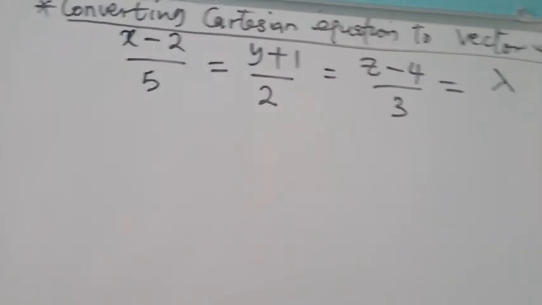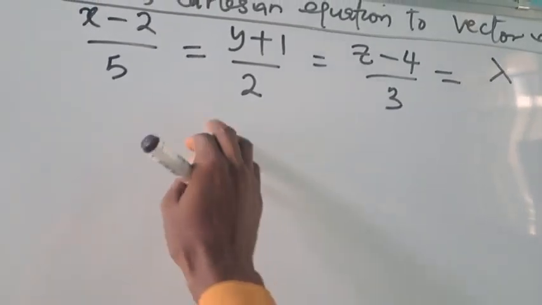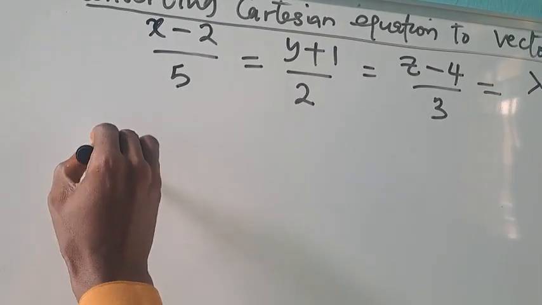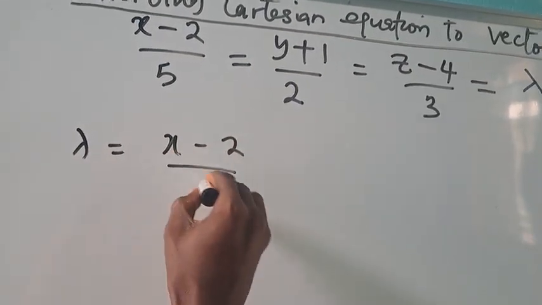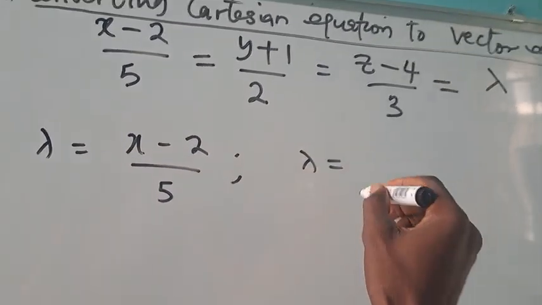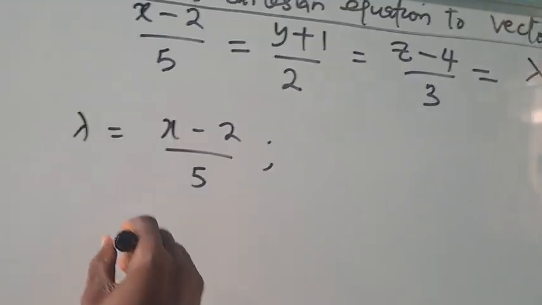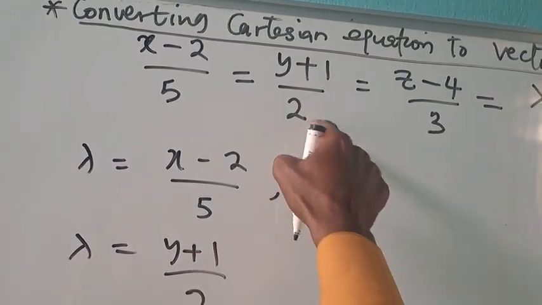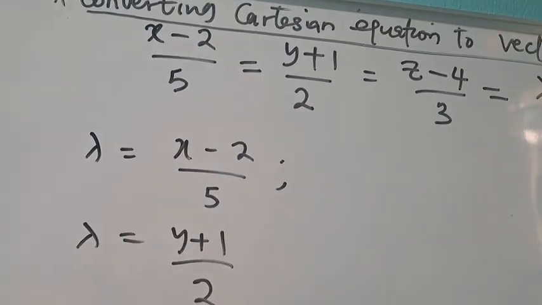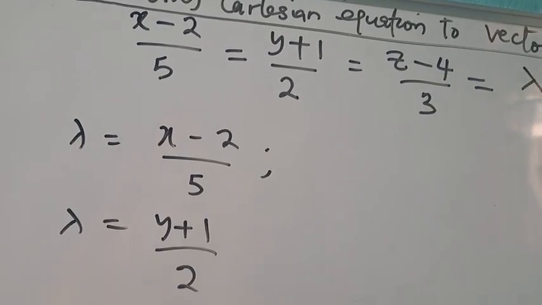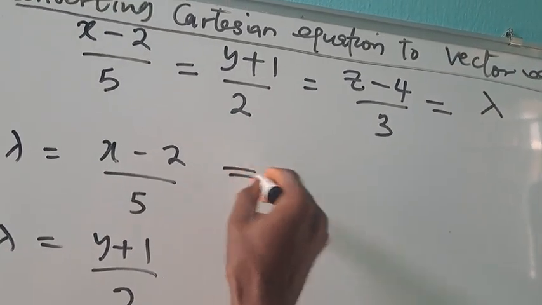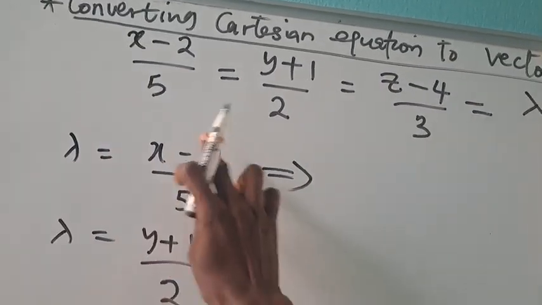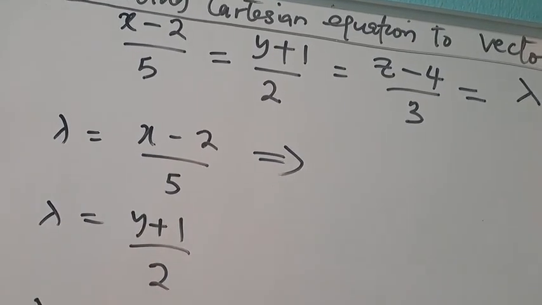Now what you're going to do here, remember that we have the x component, the y component and the z component parts of a vector. For each of these, lambda is equal to x minus 2 over 5, and lambda equal to y plus 1 over 2, and lambda equal to z minus 4 over 3. In each case here, we are going to make this a linear equation. This is for the i component, with the j and the k.